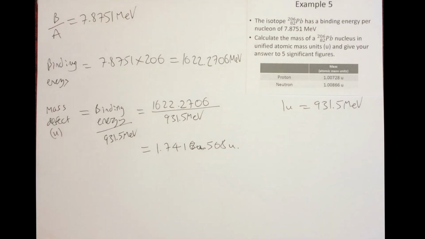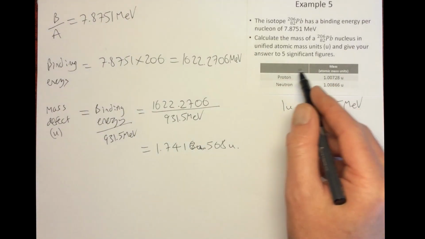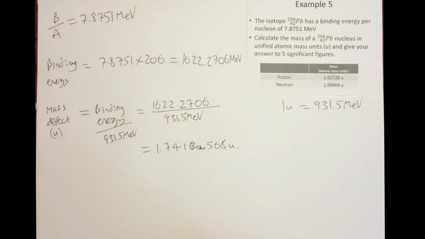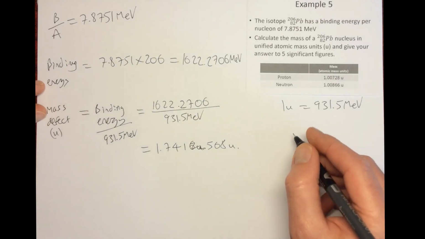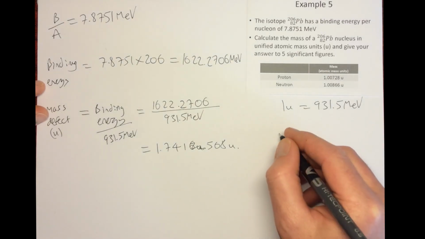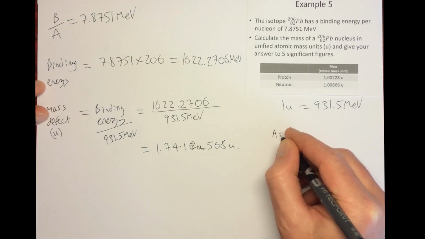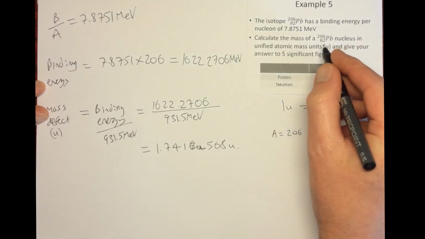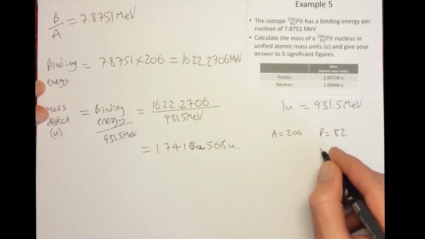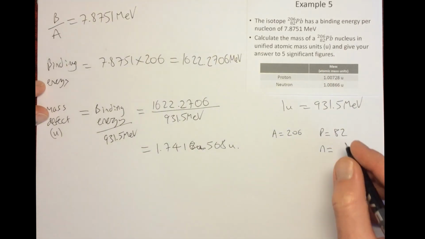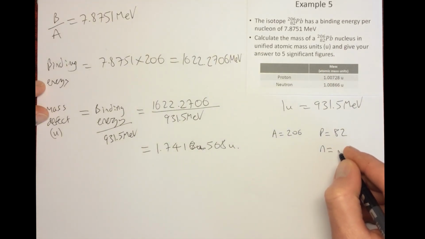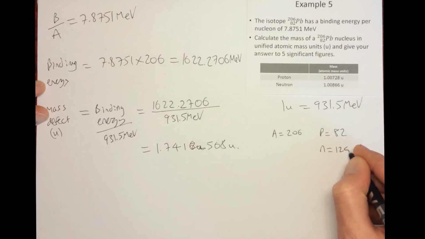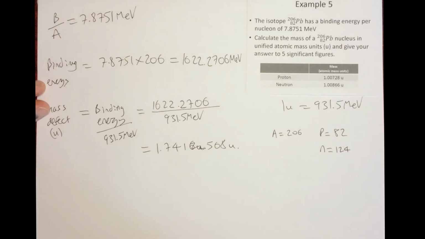Now, we know the mass defect. The next thing we need to do is work out the mass of the protons and neutrons individually that make up a lead nucleus. So we know that the mass number A is equal to 206. That means that the number of protons is 82 because we're told that. That means that the number of neutrons is going to be 124. Okay, so 124 neutrons.